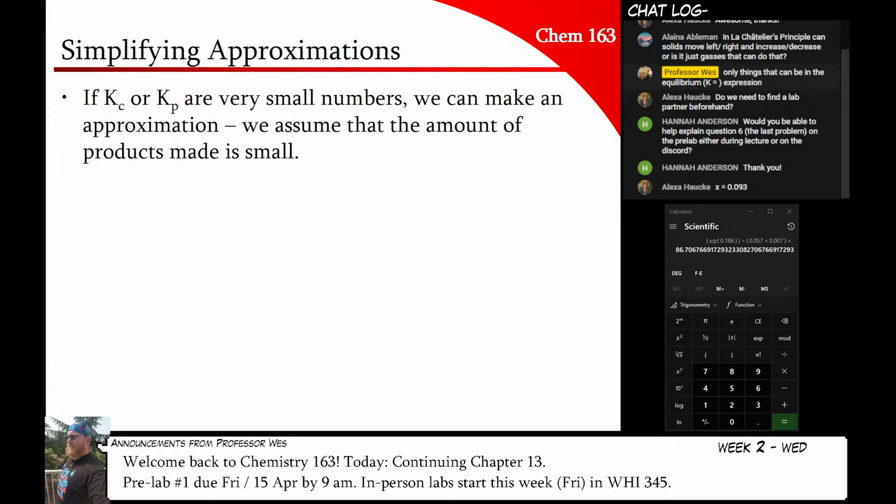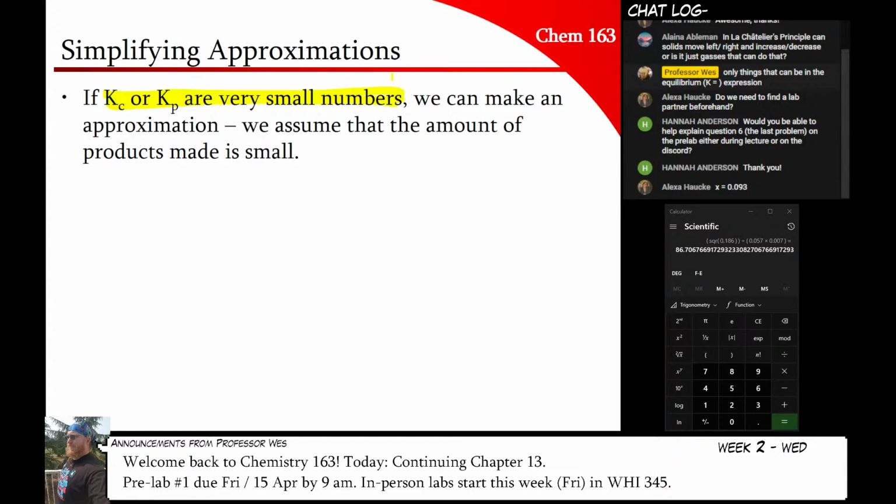Okay? Now, there is a stipulation that you have to be careful of, and that stipulation is right here. KC or KP need to be small numbers. What that means is less than 1 for sure. But the smaller it is, the better the odds of this working are. Okay? This is called the X is small approach.